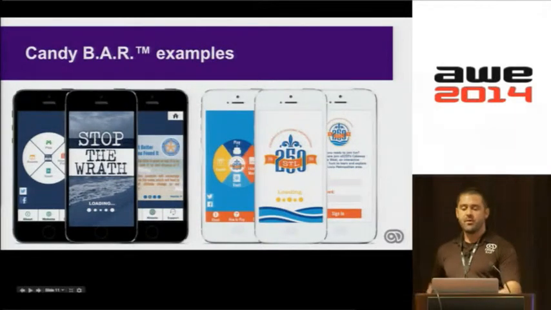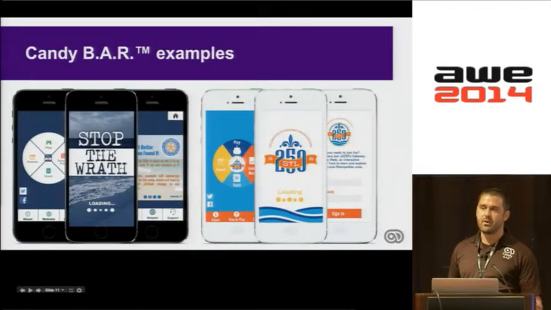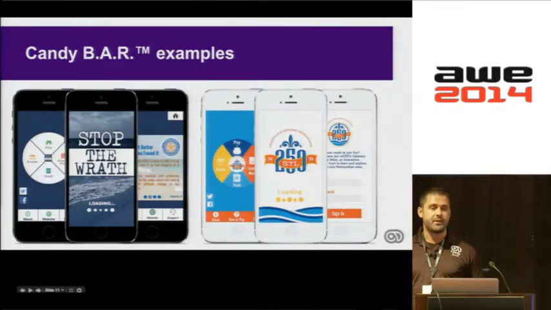Both of these apps sit on the Candy Bar dashboard. As far as the app users are concerned, they only know Stop the Wrath and STL 250. On the back end, both of our marketers from both of those US cities are using our dashboards to manage and upkeep the app content.